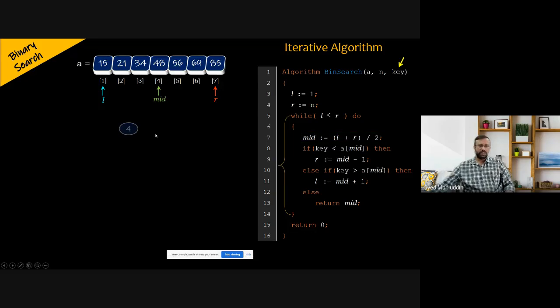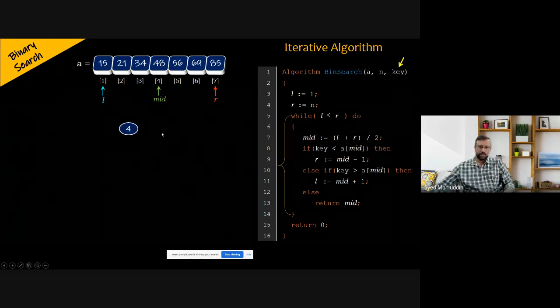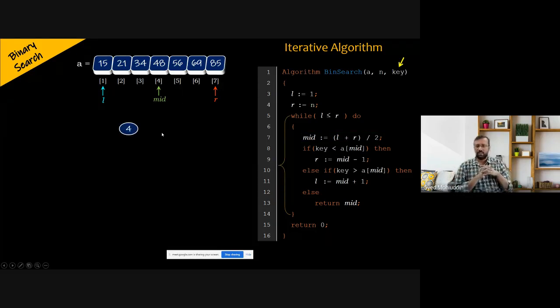Now for analyzing this, let us try to construct a graphical representation of what the mid values are, all possible mid values. So the first thing we found is the mid value is 4. So there is a node. Let us say that this is going to be a tree, in which 4 is the node for the mid. Remember, it's not the element, it's the index, the mid index.